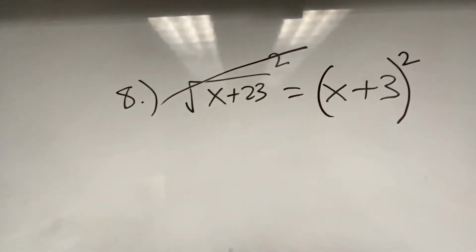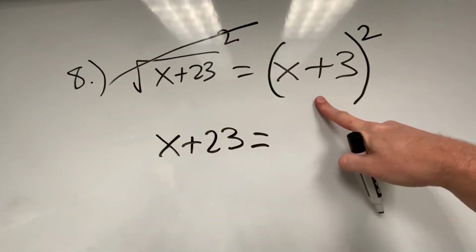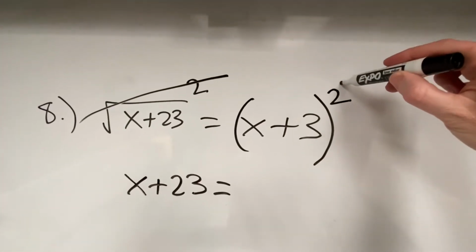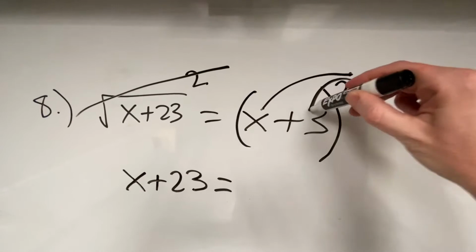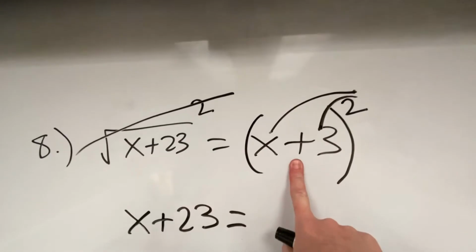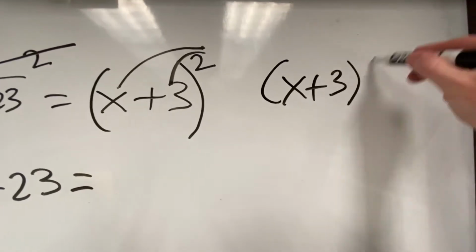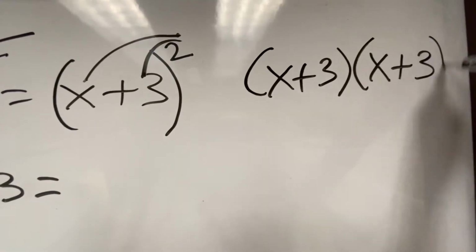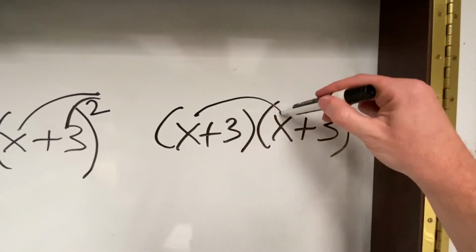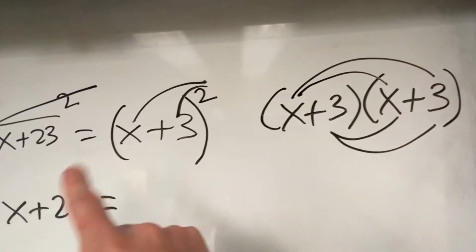All right, square the square root, cancel. X plus 23. Squaring x plus 3, oh, how do you make your math teacher cringe? X squared plus 9. Don't ever distribute a power. You cannot distribute an exponent across an addition or subtraction sign. How do you square x plus 3? Our old favorite acronym, FOIL: first, outer, inner, last. Please don't just square everything inside the parentheses.